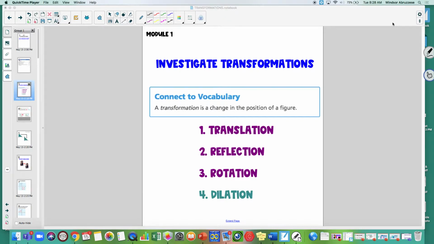So there are 4 types of transformations. There's a translation, a reflection, a rotation, and a dilation. The first 3 we're going to focus on this week. And then the last one, dilation, is actually in Module 2, which we will get to in the following week. For today's video, we're going to focus on the first transformation, which is called a translation.